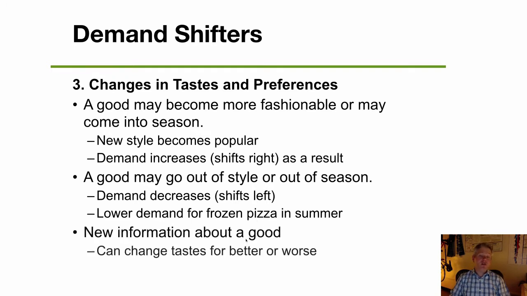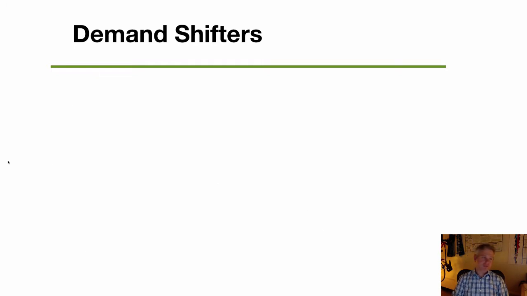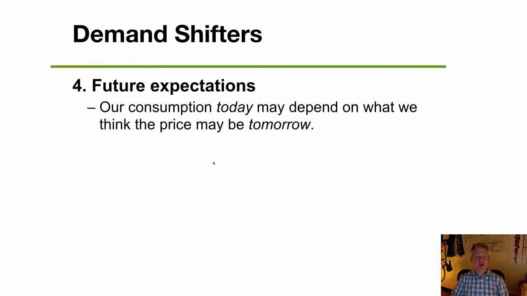Or maybe you get new information about a good, so that could change taste for better or worse. The example of cantaloupes that we used earlier: when a report came out that it was bad for you, demand shifted to the left. When a report came out that it was good for you, demand shifted to the right, all right? So another demand shifter is future expectations. So your expectations about the future. Our consumption today may depend on what we think the price may be tomorrow.